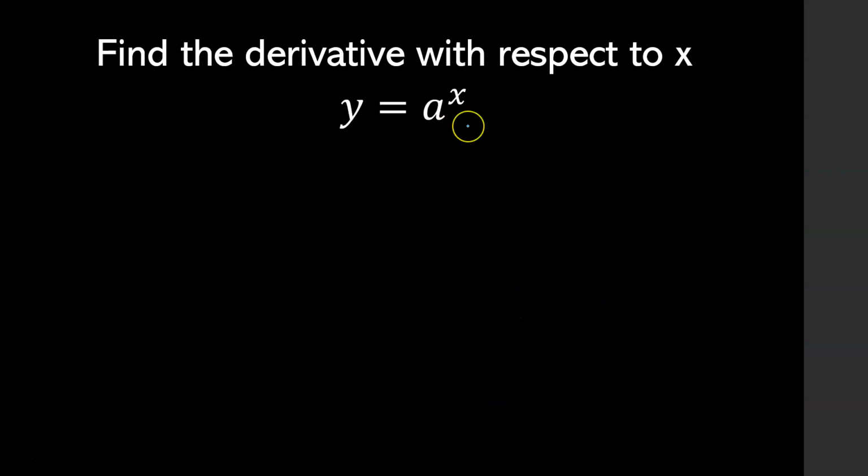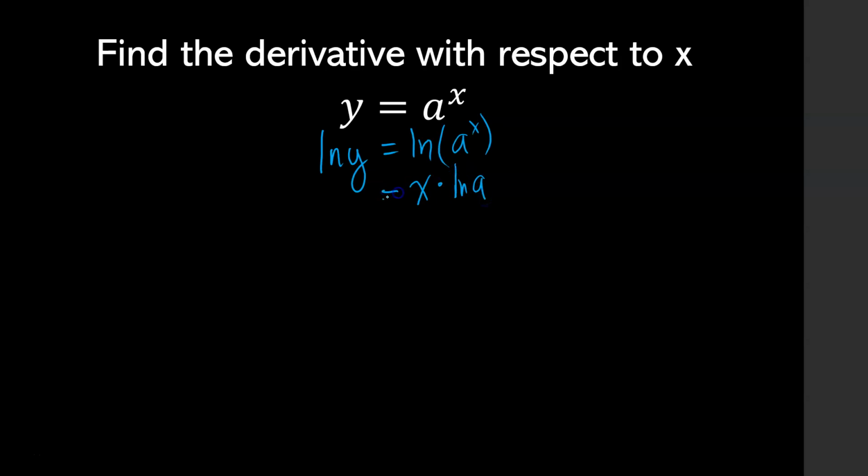So the first thing I want to do is rearrange to get rid of that exponent x. It's bothering me. So natural log of y is equal to natural log of a to the power x. The natural log, or any log, allows me to move that x, the exponent on a, to be a coefficient.